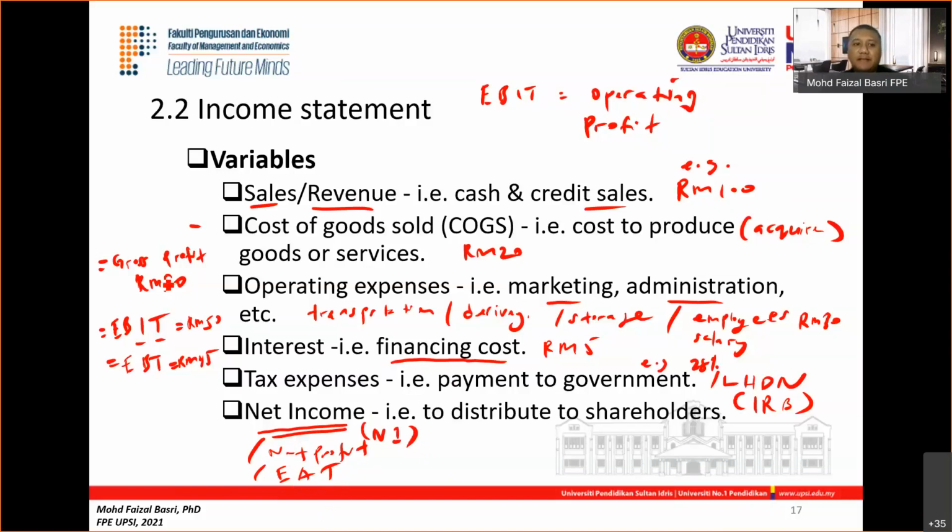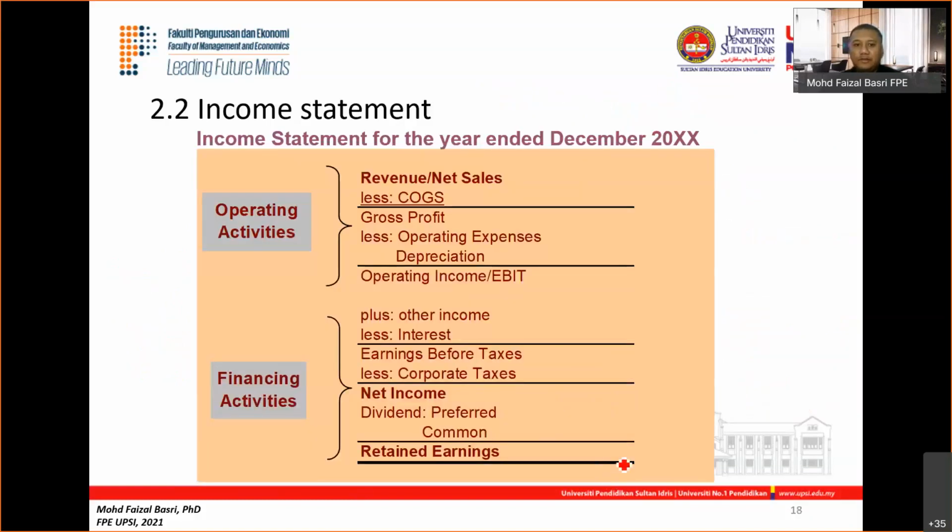So imagine we have multiple levels of profit, from gross profit to earning before interest and taxes, earning before tax, and earning after tax. It will look something like this. We have revenues or sales on top, and then minus the cost of goods sold, giving the gross profit, minus the operating expenses and depreciation, if any. Then we have EBIT, earning before interest and taxes, or operating income or operating profit. Then minus the interest, you get the EBT, minus the tax, then you get the net income.